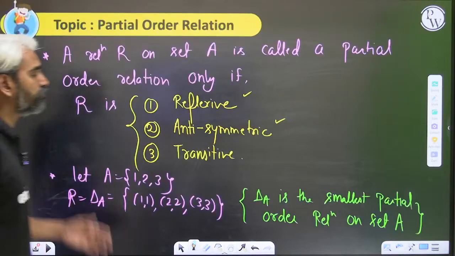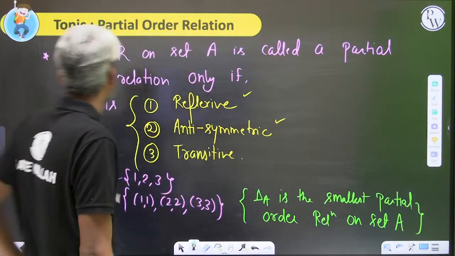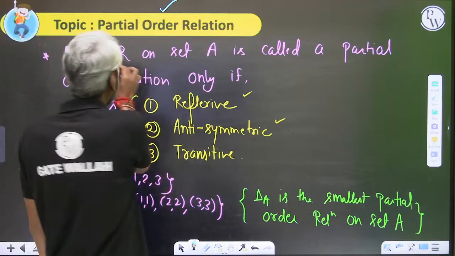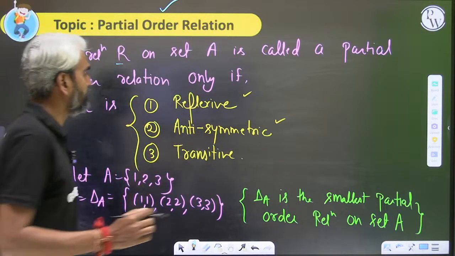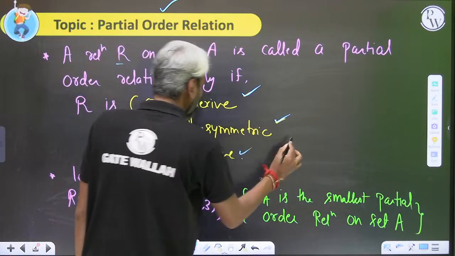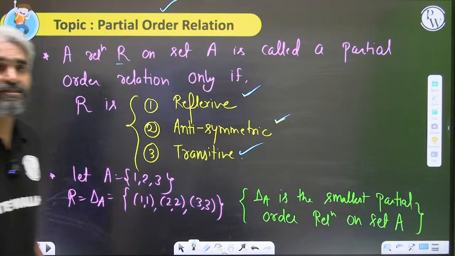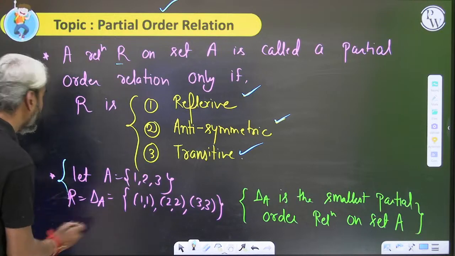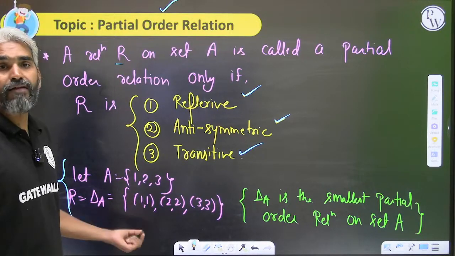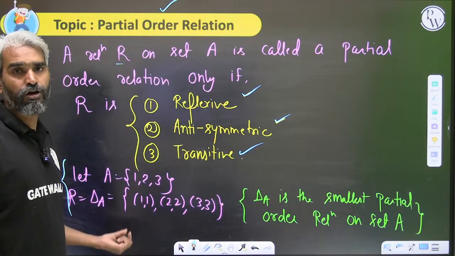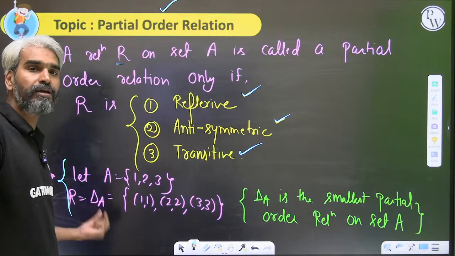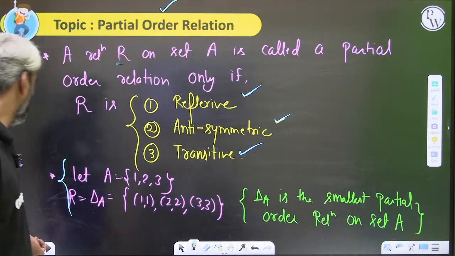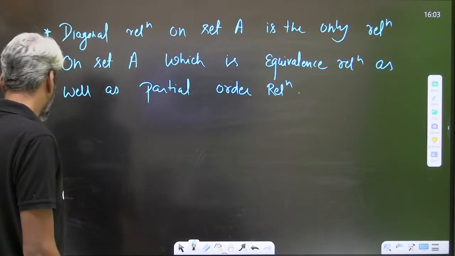Okay, so let's have a quick revision from the last class for partial order relation. What is a partial order relation? A relation R is called a partial order relation if it is reflexive, antisymmetric and transitive. If these three properties are satisfied, then the relation will be called a partial order relation. I said that the diagonal relation on set A will be the smallest partial order relation, and it is the only relation which is a partial order relation as well as an equivalence relation.